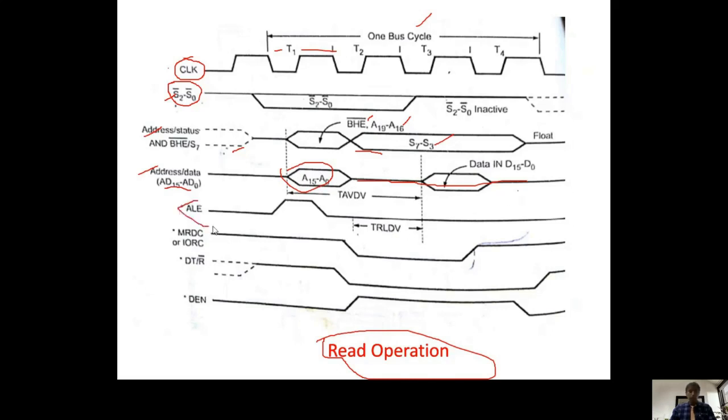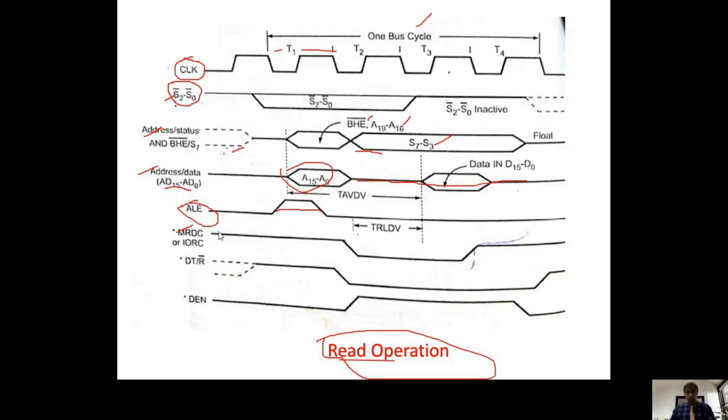Then what is the next one? ALE. This is important. ALE should be high during the first part of the machine cycle, that is during T1, and low for the remaining part of the machine cycle. This ALE is used along with latches to separate these multiplexed lines into pure address lines as well as status lines, and data lines accordingly. Now, what is our aim? We should perform a read operation. For that, we can select either memory read or IO read. For example, if the processor wants to perform a memory read operation, then the memory read command is MRDC.